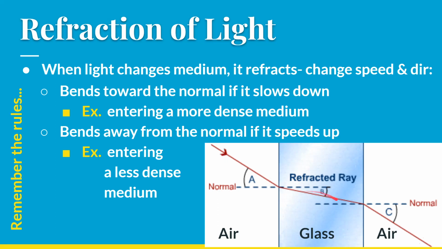So when it leaves the glass and goes back into the air, again, it bends away from this imaginary normal line, giving us a larger angle here than we had in the glass. Okay, so entering a less dense medium, for example, would cause it to bend away from the normal. So you do want to remember those rules. I would write them down. If you want to draw a picture too, that might help, but you need to know which way it's going to bend.